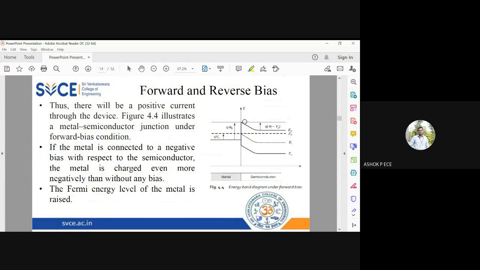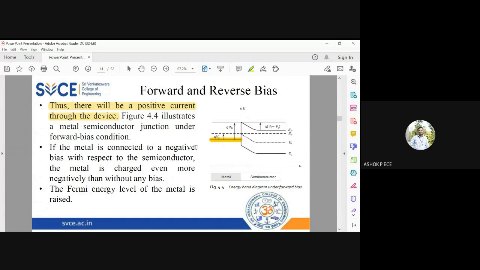Because of that, you can see the lowering of the energy levels of the semiconductor. Any voltage you apply, the semiconductor energy levels will lower, and accordingly the metal Fermi level will also reduce. Always the Fermi level of the semiconductor will be higher than the Fermi level of the metal. And only when these two are not the same does the current flow, and when the current starts flowing, these two levels slowly try to become the same. Thus there will be a positive current through the device. This condition is called forward bias.